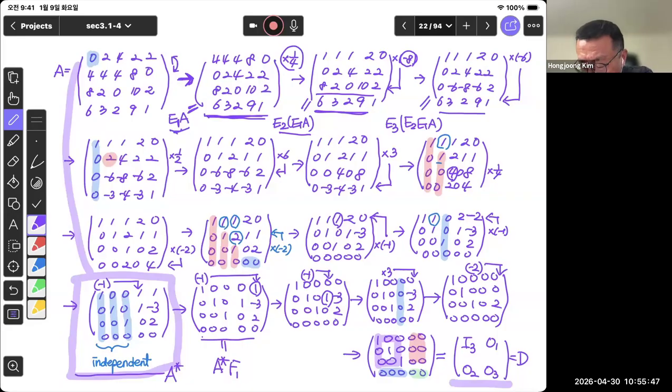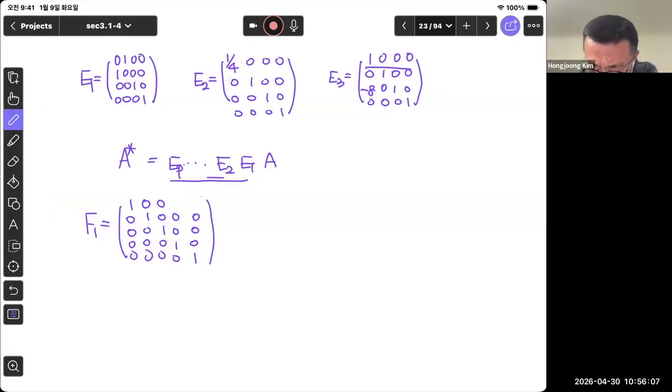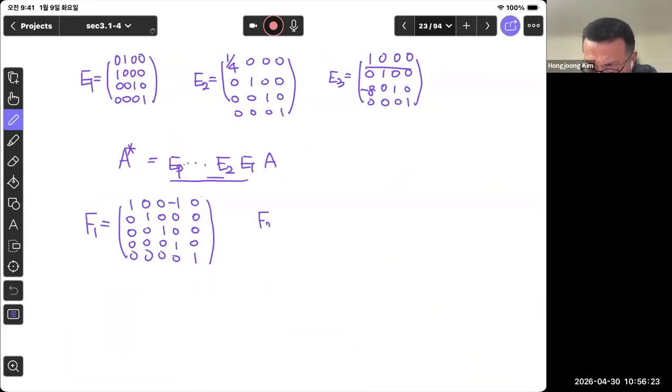Right? And then you consider this. Oops, sorry. I multiply the negative 1 to the first column and then add it to the fourth column. So if I do that, here, negative 1 and 0, that should be F1. And then I multiply negative 1 to the first column and then add it to the fifth column. So the corresponding elementary matrix will be F2.